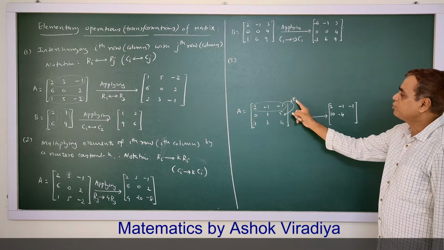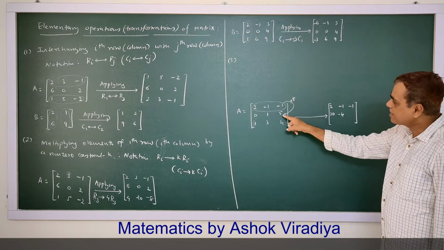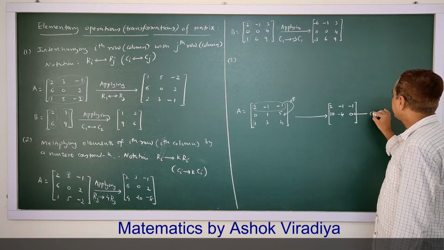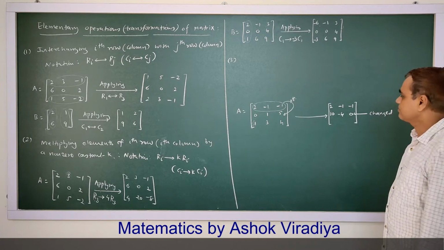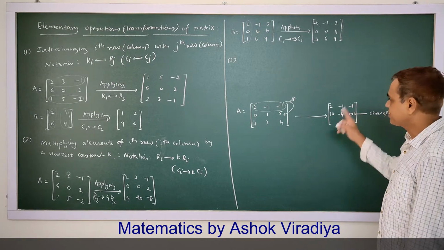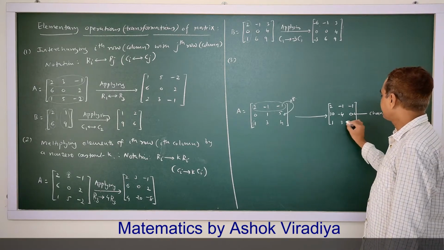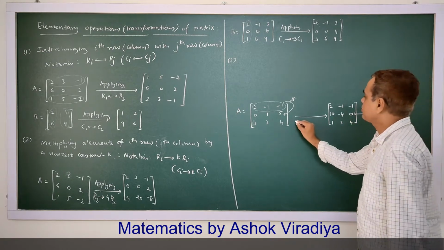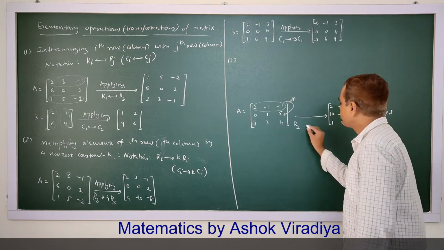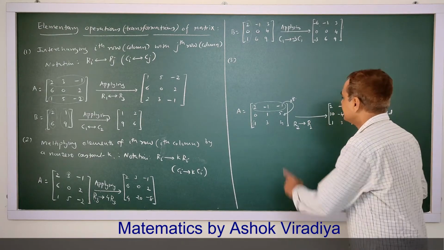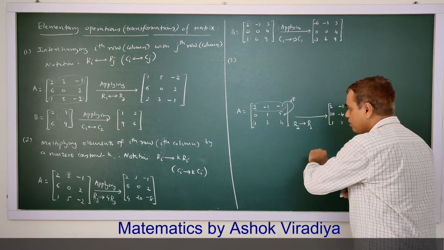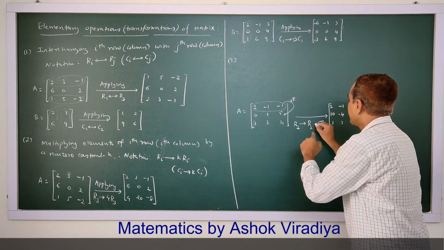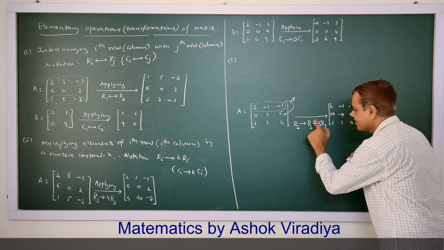The first row is multiplied by 5: minus 5. Add here minus 5. So it will be 0. The change will be in the second row. No change in the first row. Third row as it is. So the second row is changed. What is done in the second row? In the second row, we have multiplied the first row by 5 and the products are added in the second row.